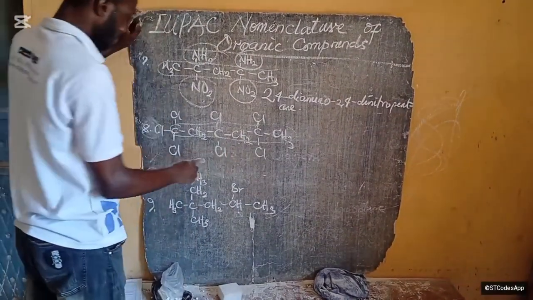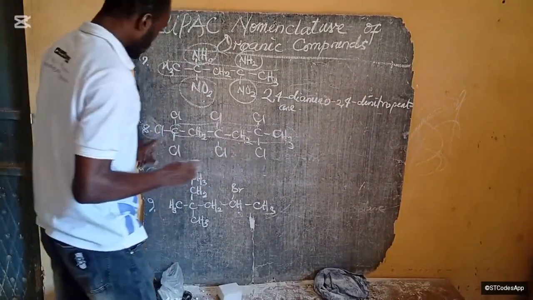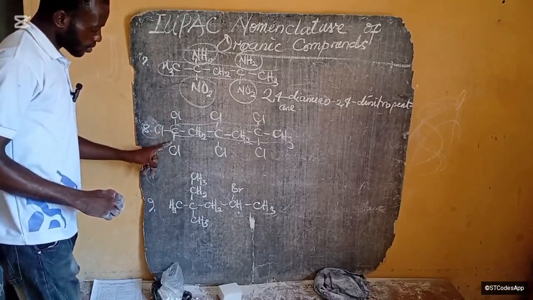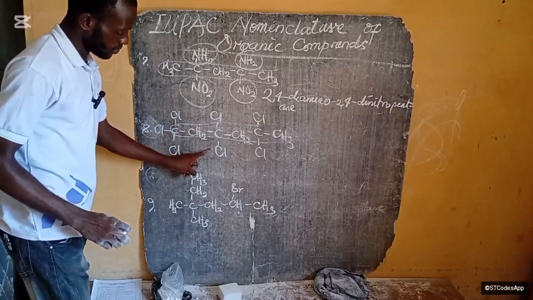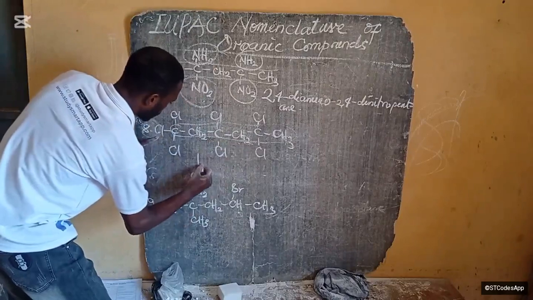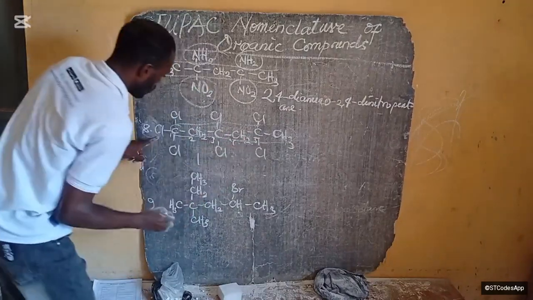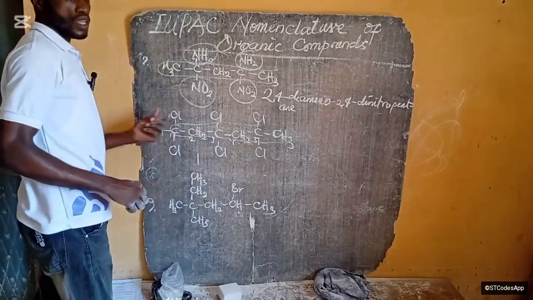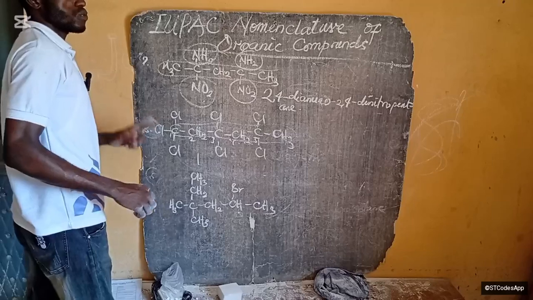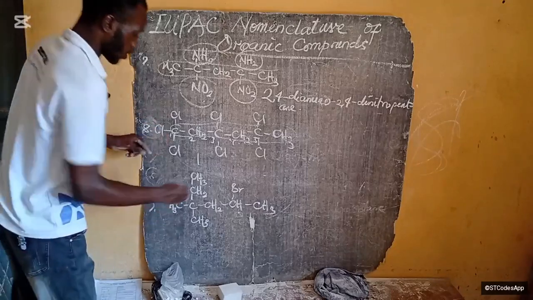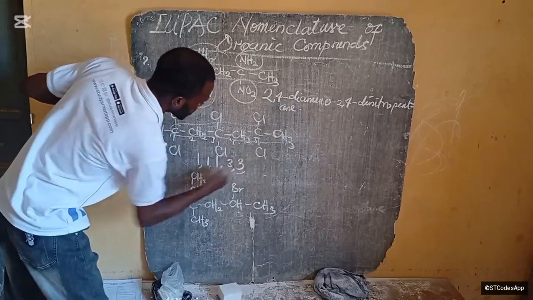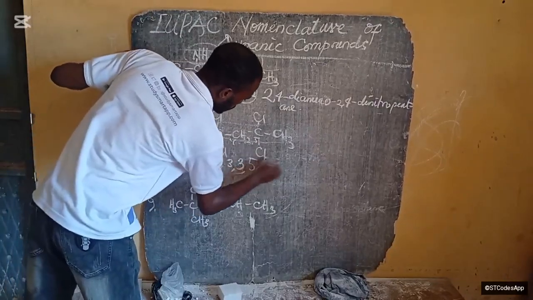So here, we're going to have our substituents, chlorine, on 1, 1, 1, 3, 3, 4, 5, 5, 5. See this carbon 1, 2, 3, 4, 5. So carbon 3 is substituted twice. So we have 1, 1, 1, 3, 3, 5, 5, 5.